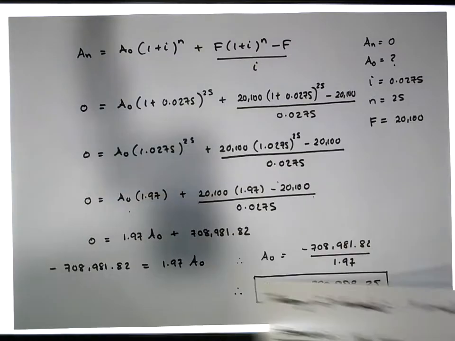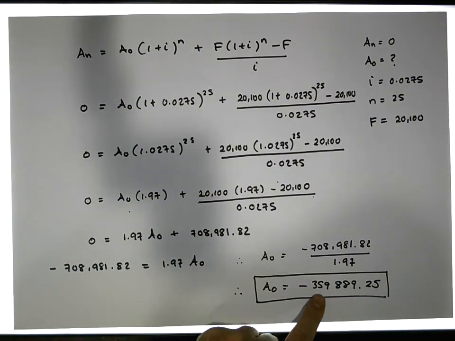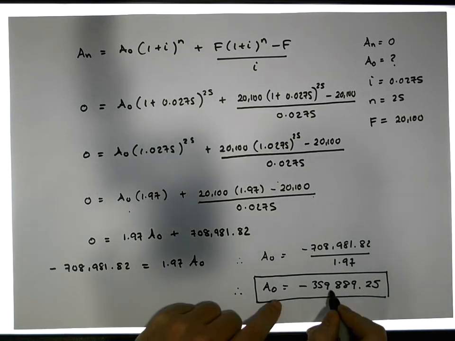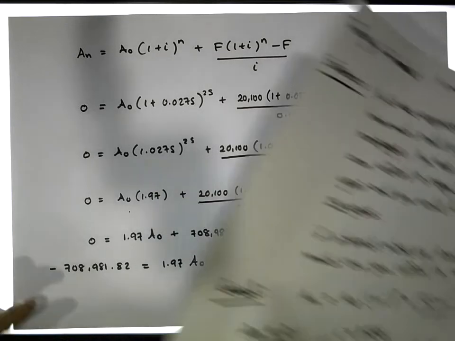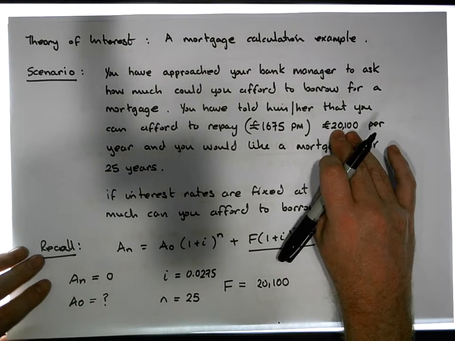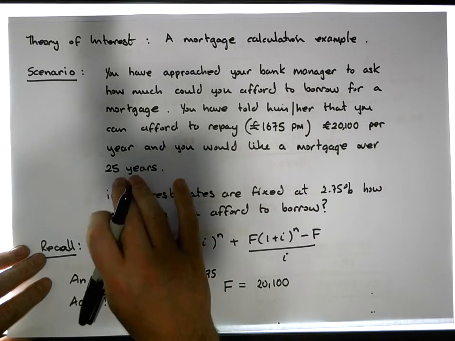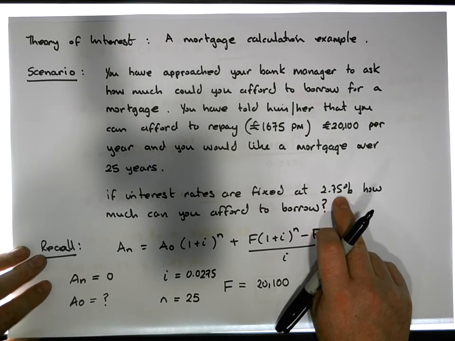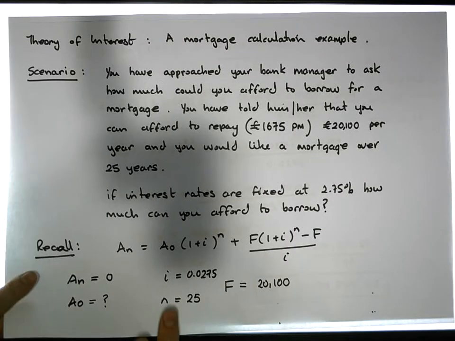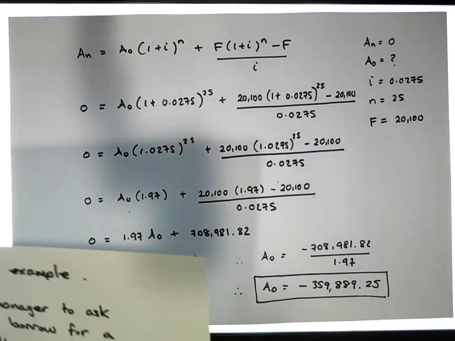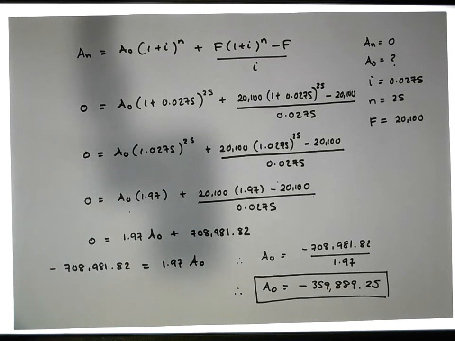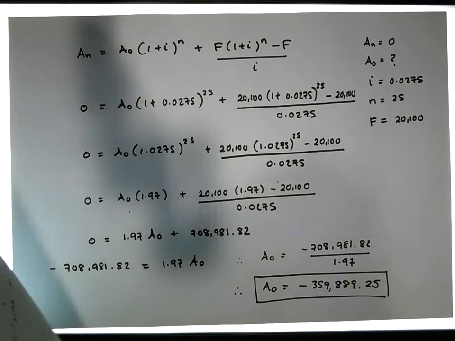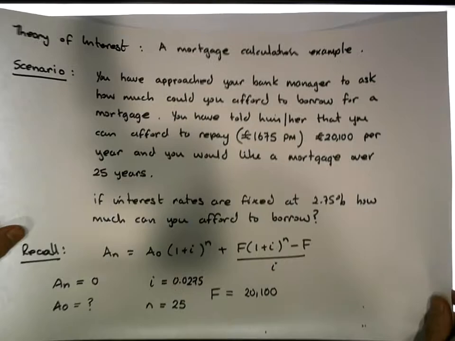What the bank manager should give you is, he should say to you, Jonathan, I'm going to give you a loan of 359,889 euros and 25 cents, because if you pay me back 20,000 euros per annum over 25 years, and if interest rates are fixed at 2.75%, well then you'll be able to clear down that mortgage over that particular period of time. So guys, hopefully you can see how straightforward mortgage calculations are.